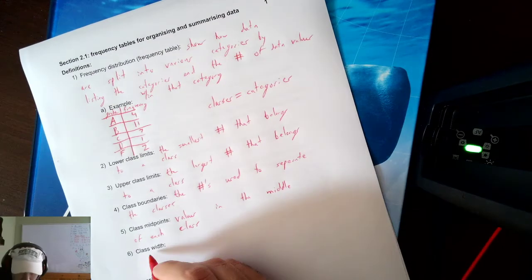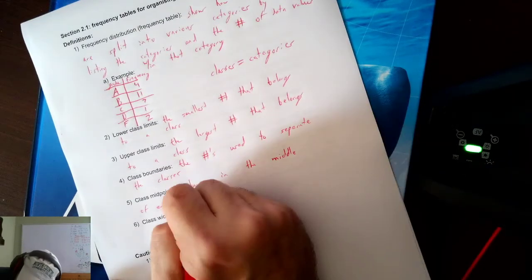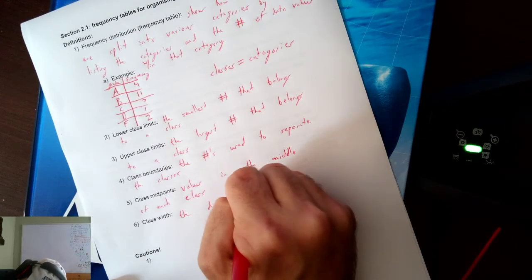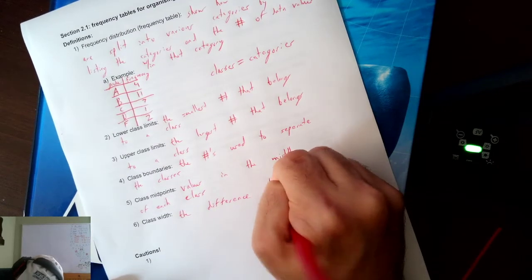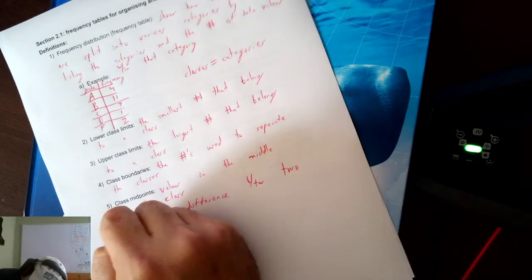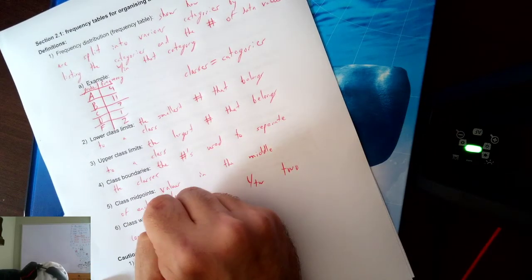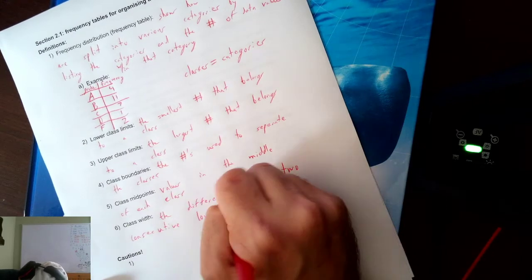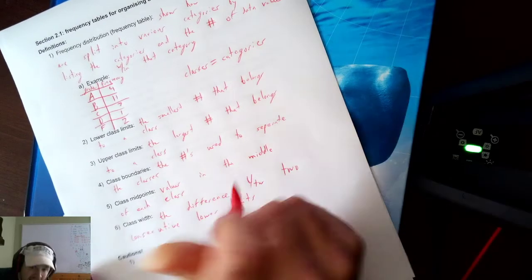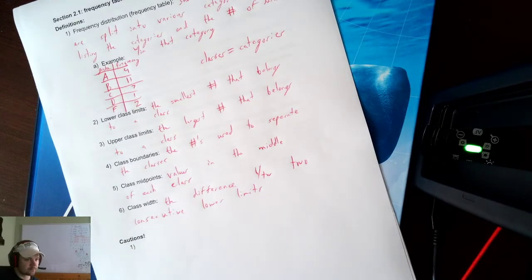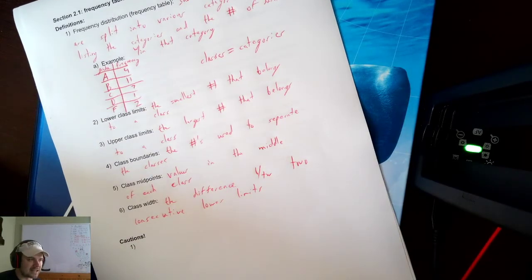And then the class width, well, that's the difference between two consecutive lower limits. How far apart are two back-to-back lower limits?